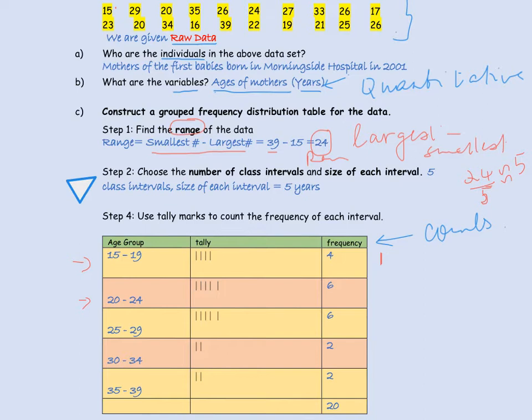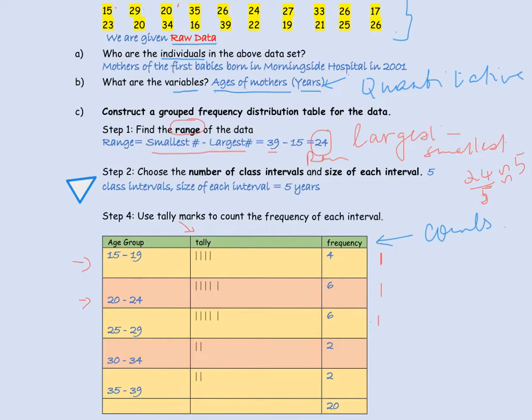Next, I move on to the number 29. 29 falls into the third age group, so I put a tally mark to represent 29. The next number is 20, so then it falls into the second age group, so then I put a tally mark to represent the age 20. So I keep going until I exhaust all the numbers in the raw data set, and finally this is what I get. So these are the tally marks.